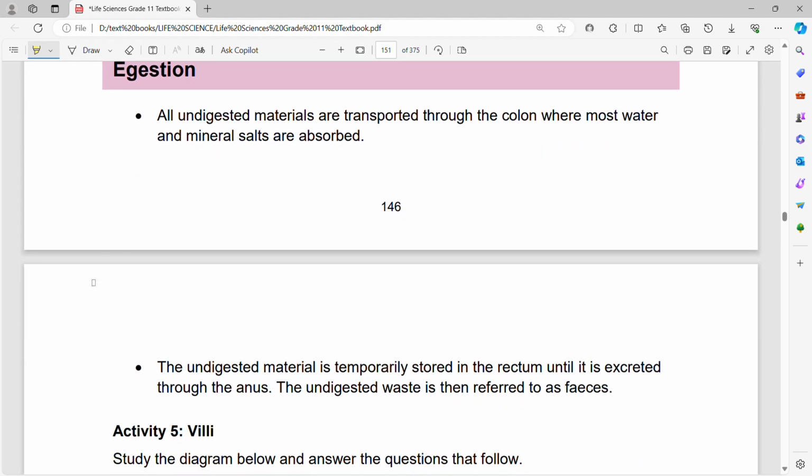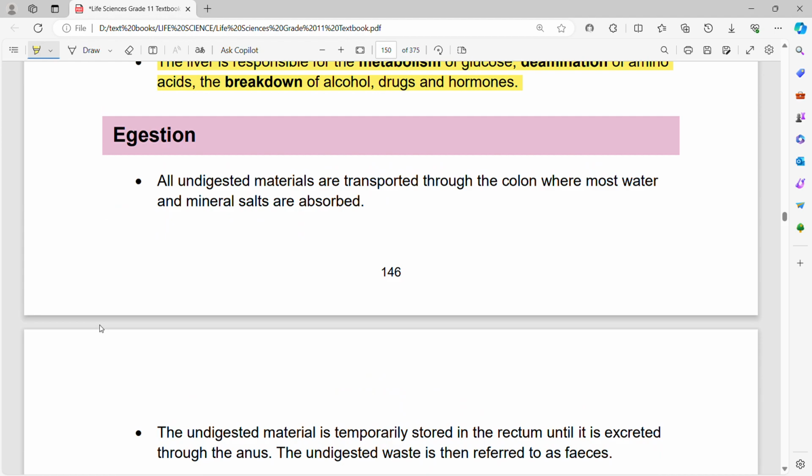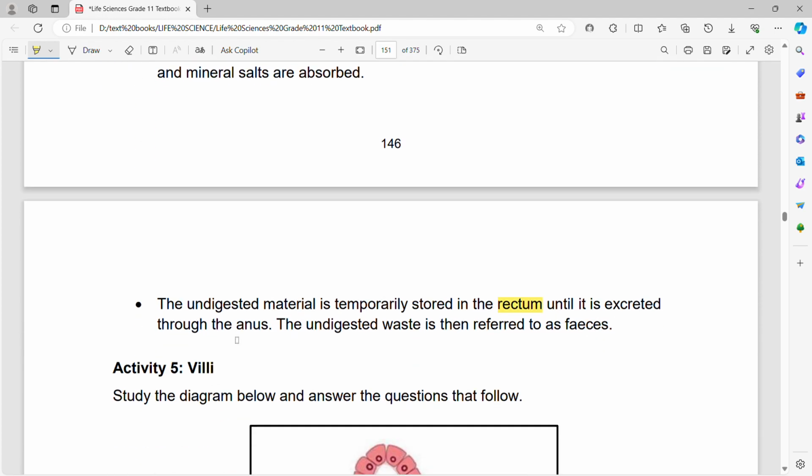Then the last step is egestion. Finally, food will come out of the digestive system. All undigested materials are transported through the colon, part of the large intestine, where most water and mineral salts are absorbed, and then undigested material is temporarily stored in your rectum, the last part of the large intestine, until it is excreted through the anus, and the undigested waste is then referred to as feces.